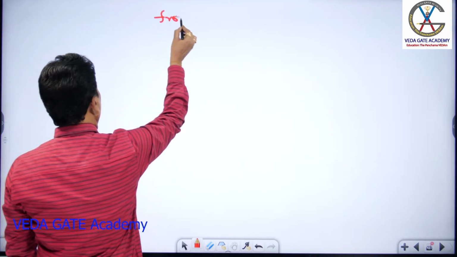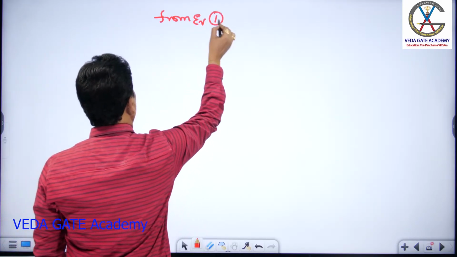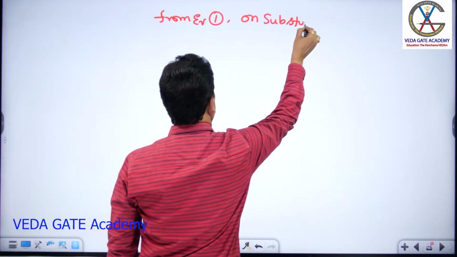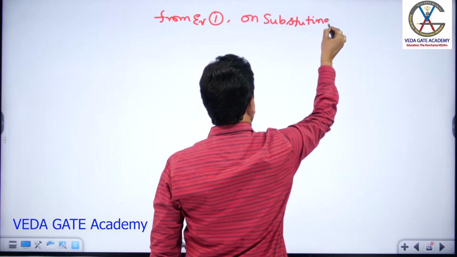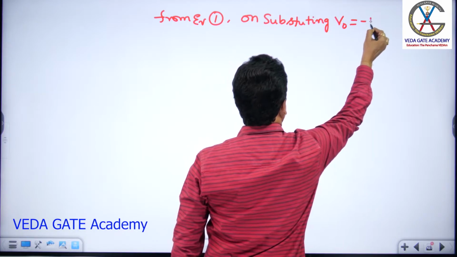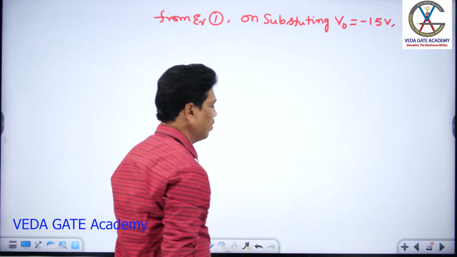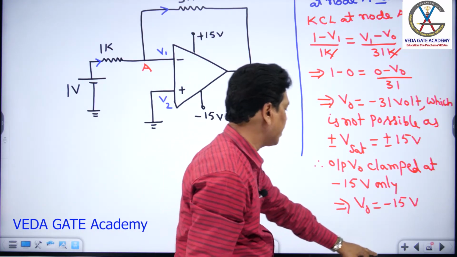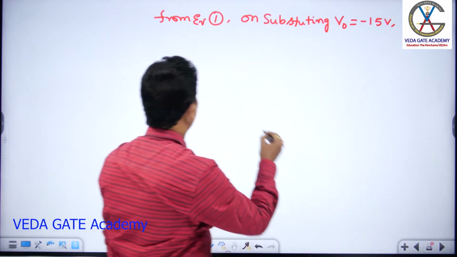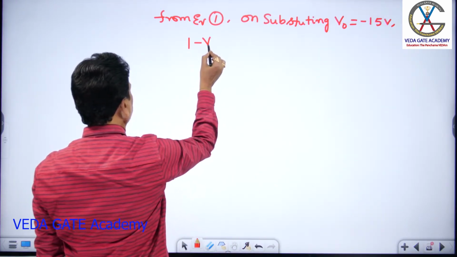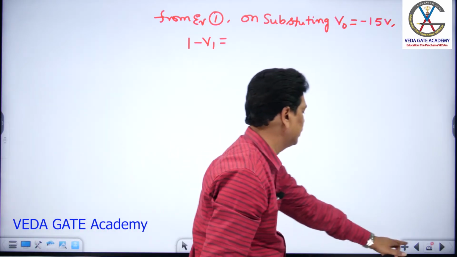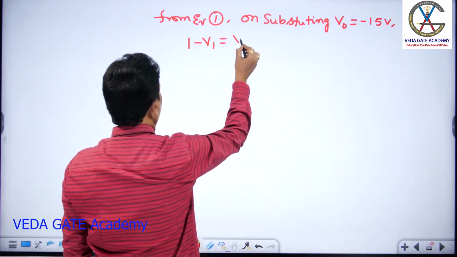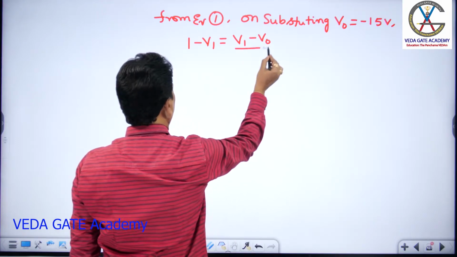From equation 1, on substituting V0 equal to minus 15 volt. So this is equation 1: 1 minus V1 equals V1 minus V0 by 31.